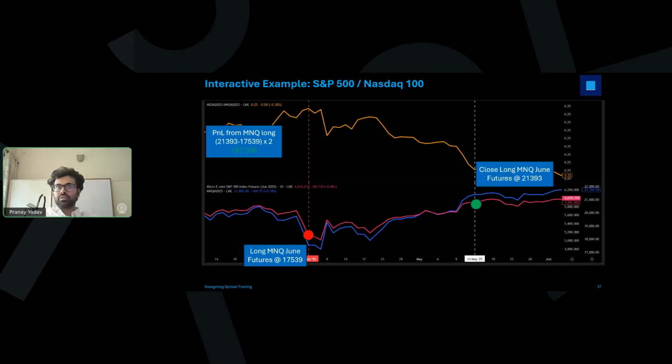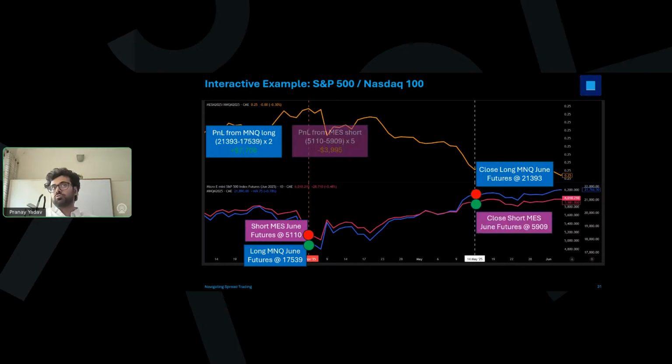Now, I don't have to repeat this because we've seen this in the last few examples. That's not the only position, right? We have another position. We're still short the MES June futures. However, that position was loss making, right? So putting that all together, we did make a loss on the other leg. Despite that, the net position was still profitable. The net position here still made us a profit.